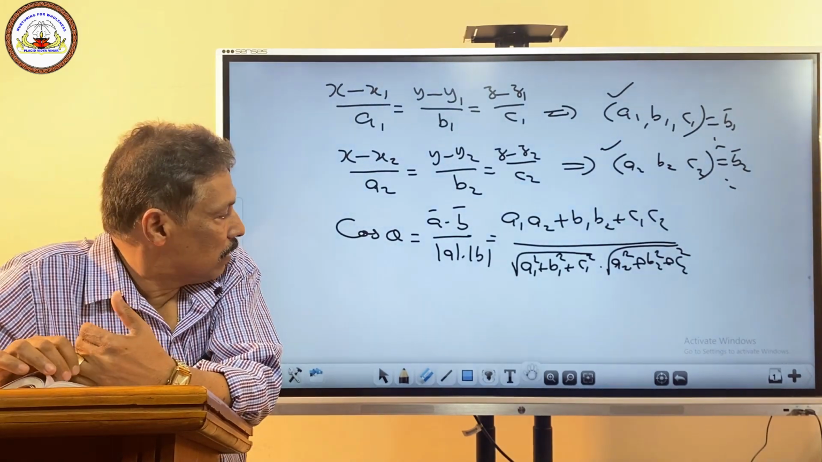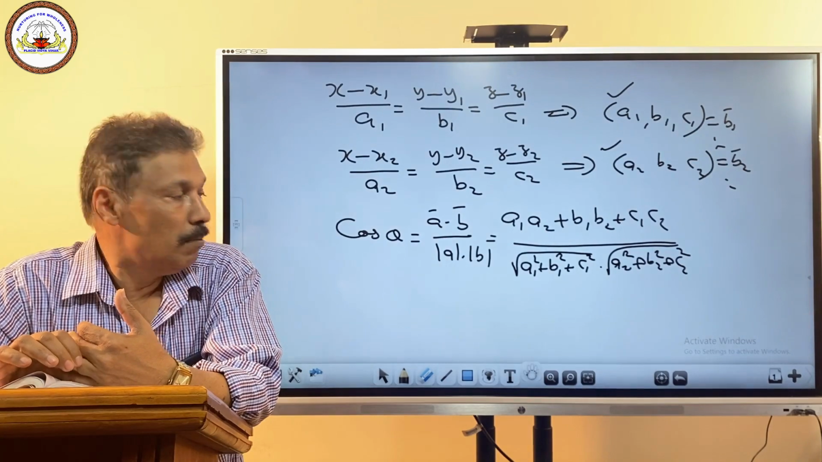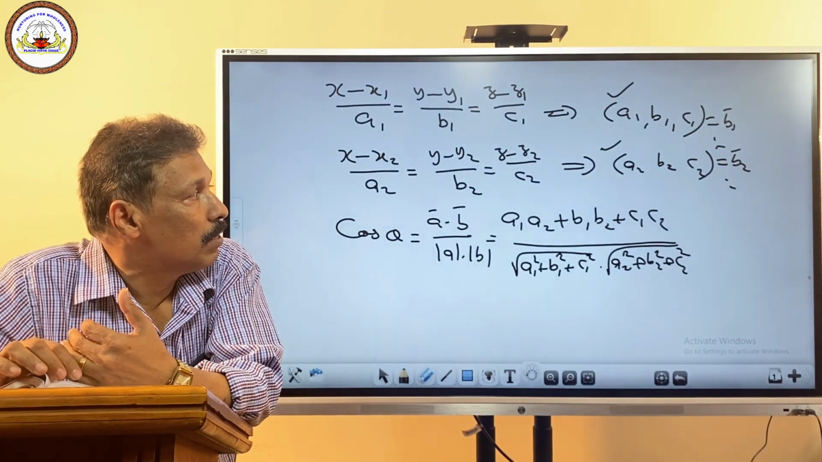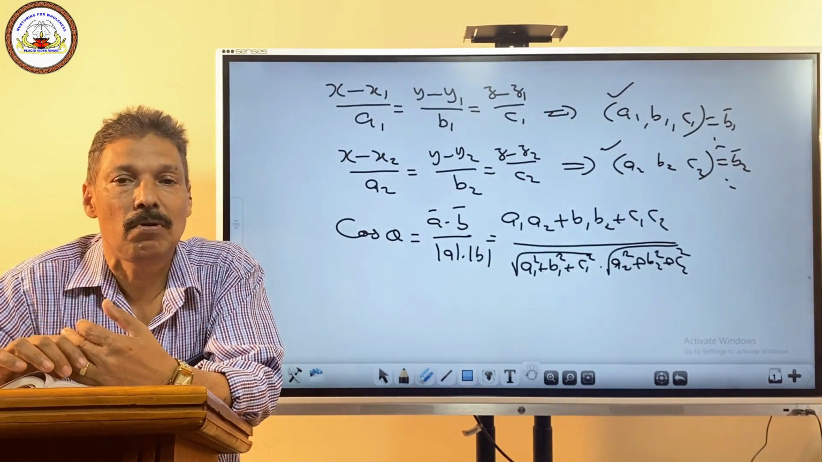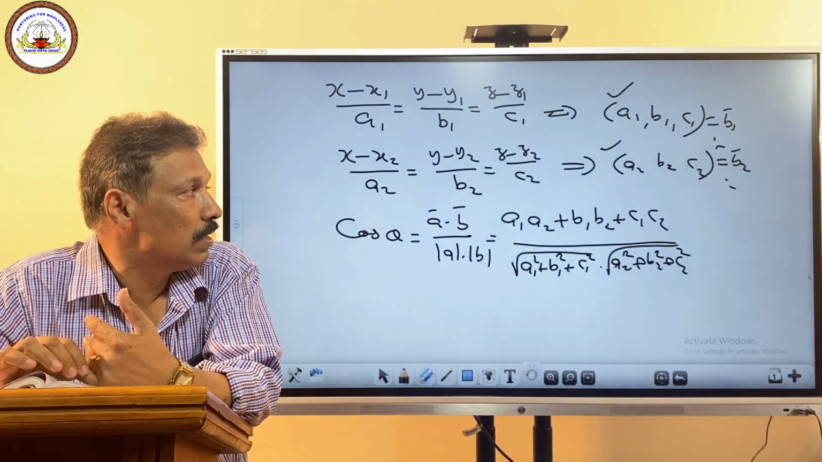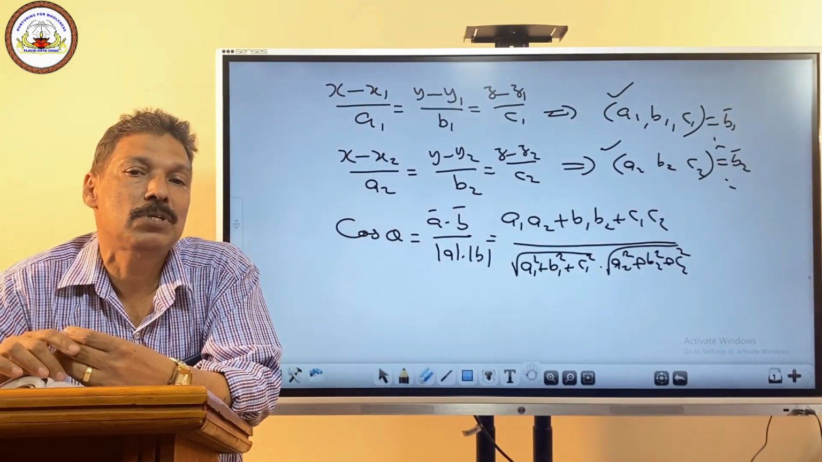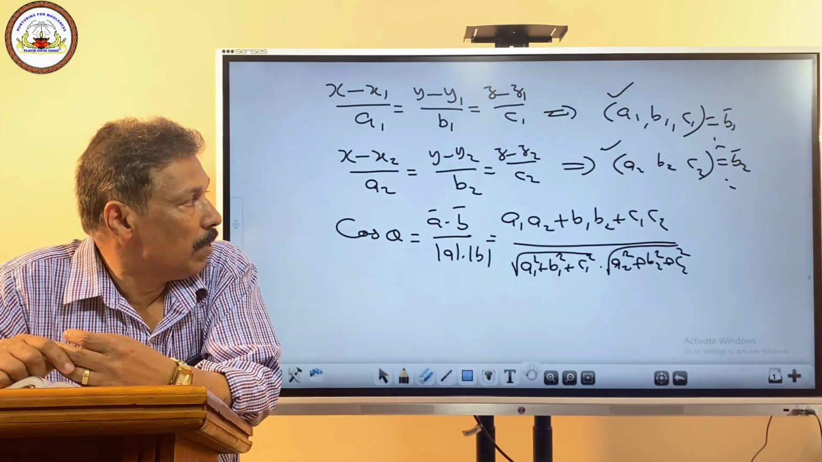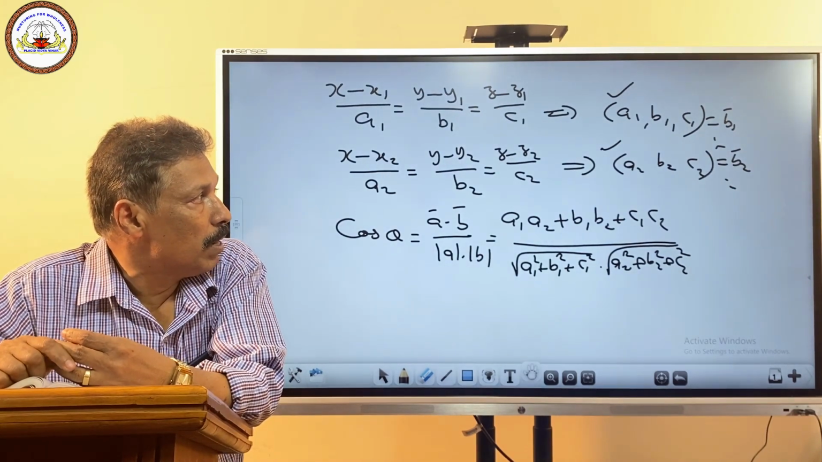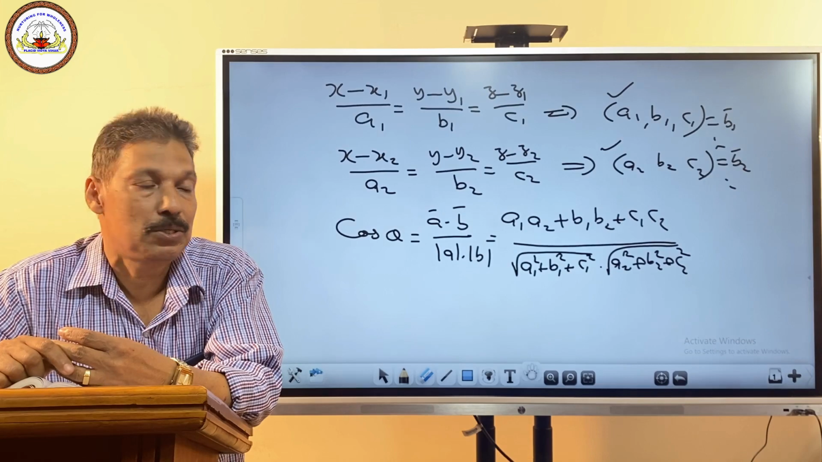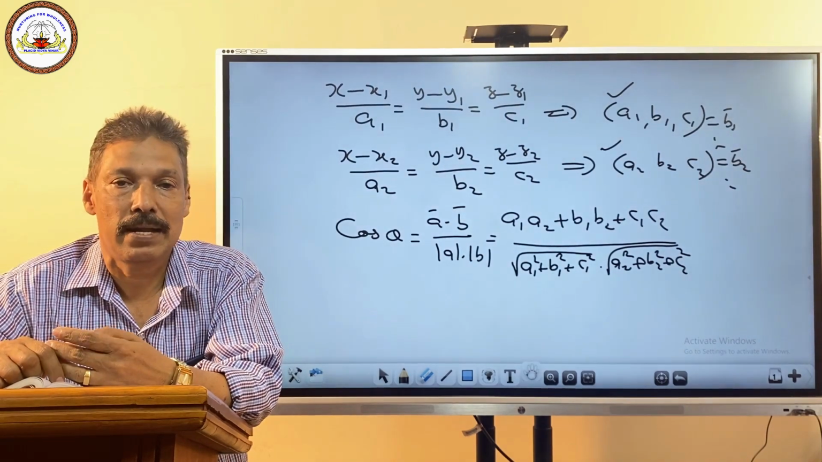Or if theta equals 0, cos 0 equals 1, from that these two vectors a1 b1 c1 and a2 b2 c2, or the directional ratios, are proportional. That is, a1/a2 = b1/b2 = c1/c2, and the given lines are parallel.